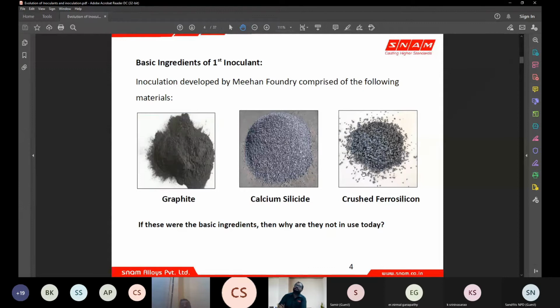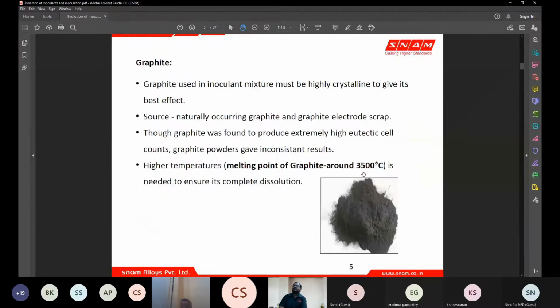The basic ingredients of the very first inoculant, which is a patented process, comprised graphite, calcium silicide, and crushed ferrosilicon. So the question would be, if these were the basic ingredients, then why are they not being used today? Because we don't see any of these being used as inoculant separately or in combination with either of these three. So let's go into graphite.